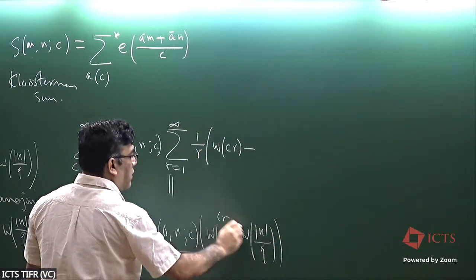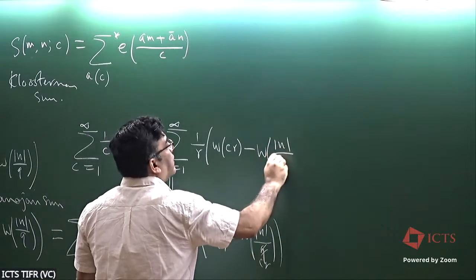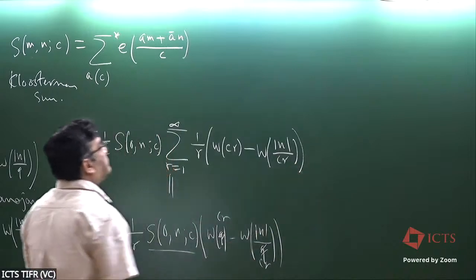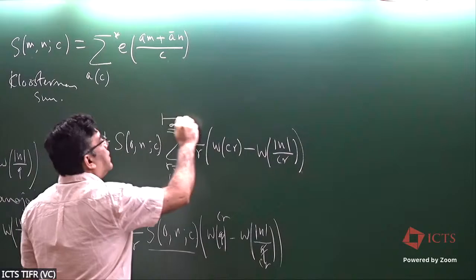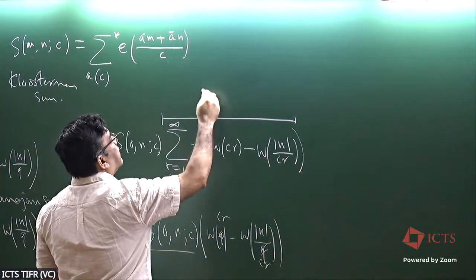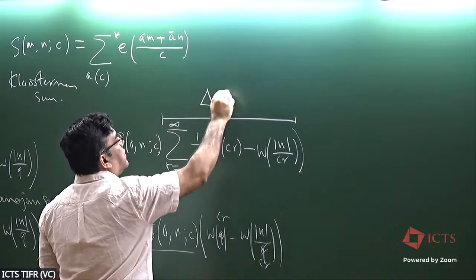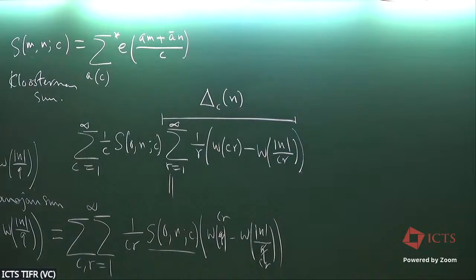should write here cr, cr, absolute value of n by cr. Okay, and we'll think of it as a function. So it's delta c of n. So it depends upon n and the parameter c, variable c.